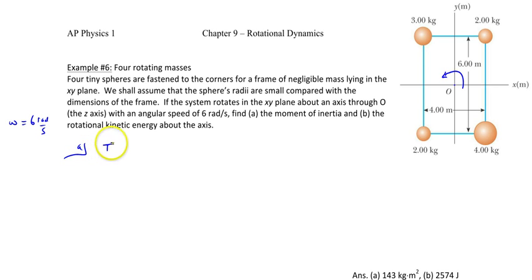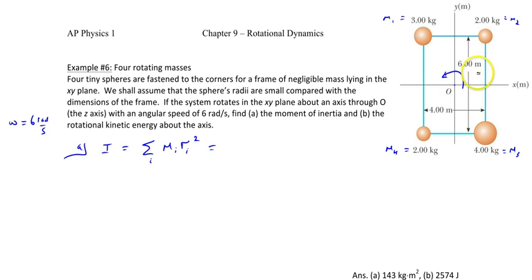So the moment of inertia for masses that are away from a certain origin is basically using this formula. It's the sum of mi times ri squared for all the different masses. So we're going to be adding up all the individual masses. So we'll just simply call this m1. We'll call that m2. We'll call the 4 kilogram one m3, and the last 2 kilogram one we'll call that m4.